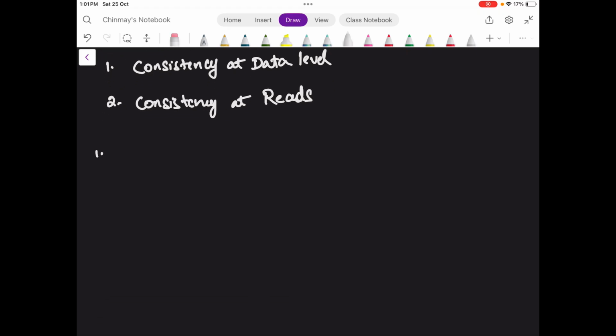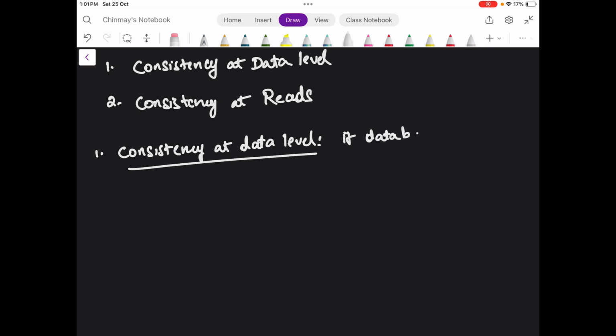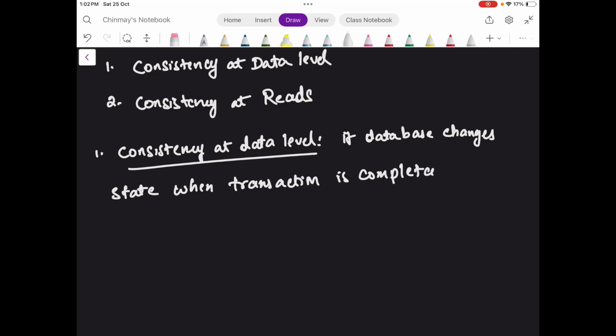First, what is meant by consistency at data level? If the database changes state when a transaction is completed, it should follow the rules.